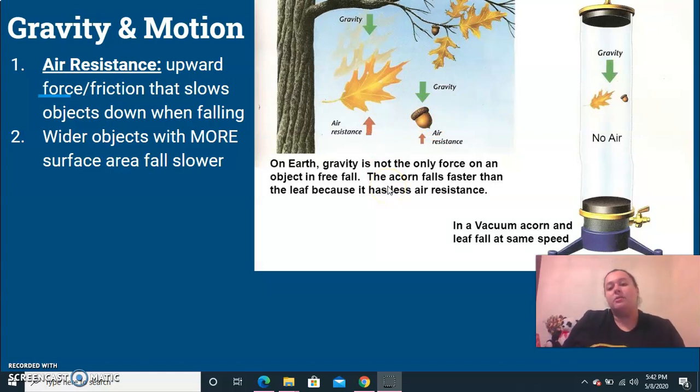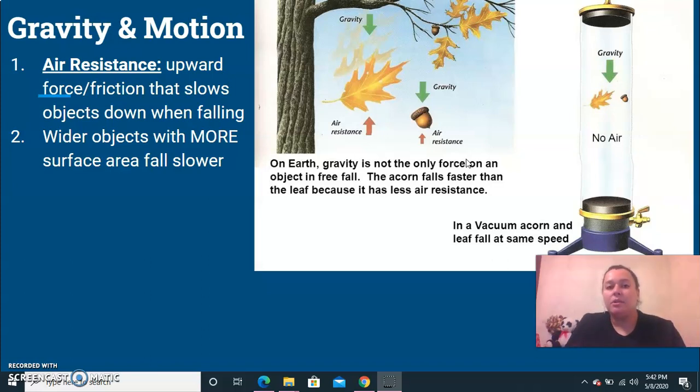If you think about something like a parachute, it is made to be very wide and to capture a lot of air underneath it, so it can take advantage of that air resistance to slow you down. So that air resistance is there as a friction. It's a type of force. Now, here's the really cool thing. If there was no air, these two objects, the leaf and the acorn, even though the acorn's probably a lot heavier, would actually fall and hit the ground at the same time.